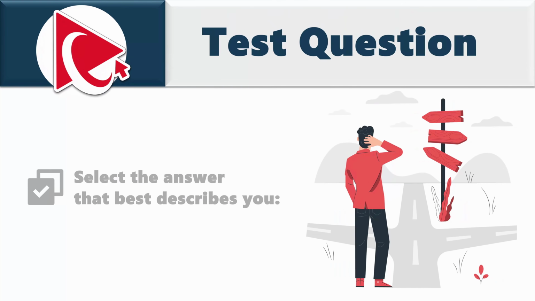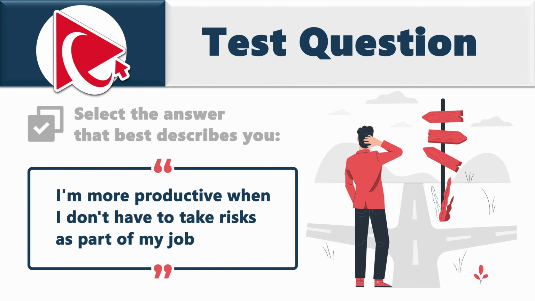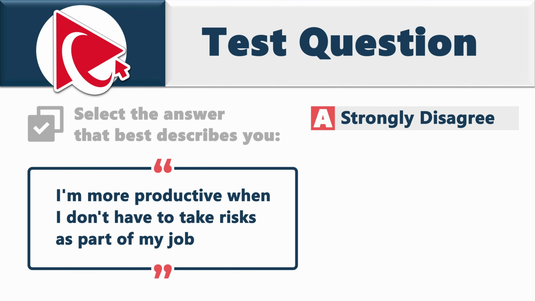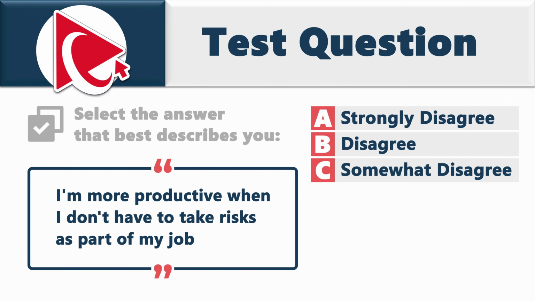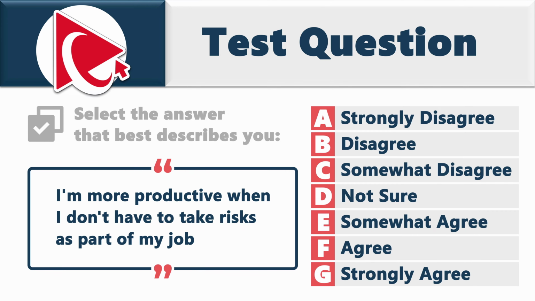You need to select the answer that best describes you to the following statement. I am more productive when I don't have to take risks as part of my job. And you're presented with 7 possible choices. Choice A, strongly disagree. Choice B, disagree. Choice C, somewhat disagree. Choice D, not sure. Choice E, somewhat agree. Choice F, agree. And last but not least, choice G, strongly agree.